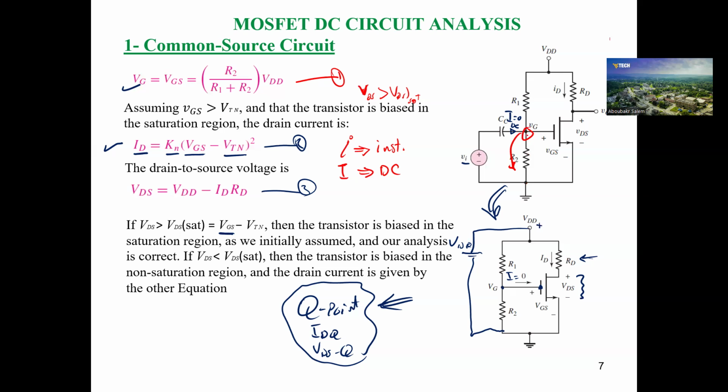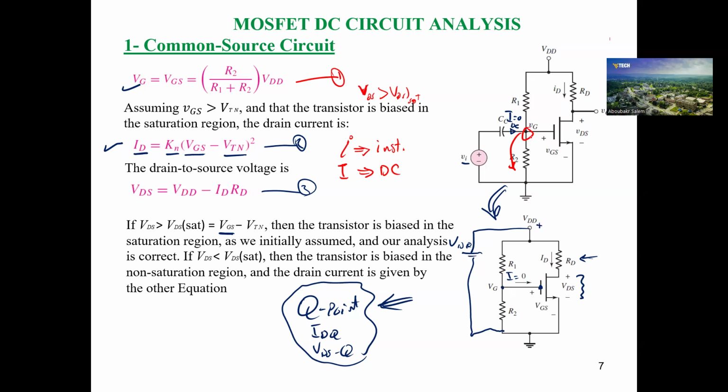How can we get VG? Use the voltage divider rule here to get VG by means of VDD. So once you get the value of VGS, you can now calculate. Next step is to use VG in order to calculate the value of ID.